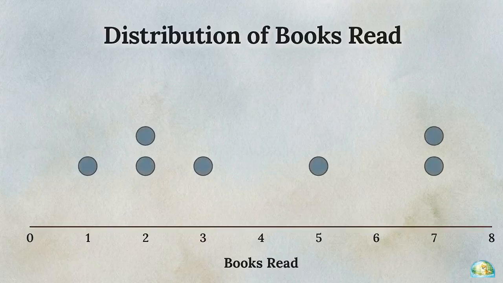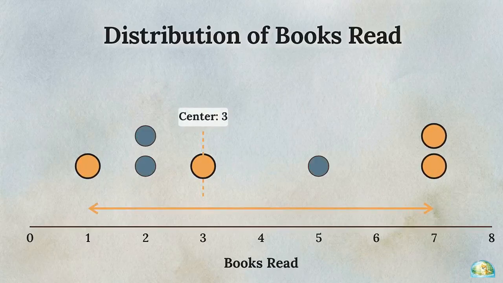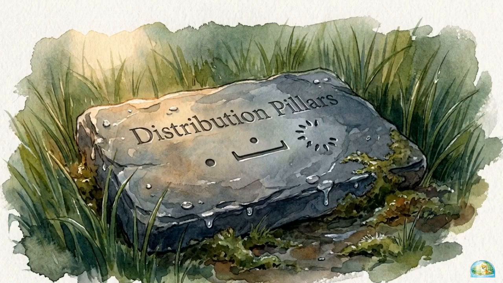We can now summarize the books read by students. It has a center of 3, a spread from 1 to 7, and a range of 6. This weathered slate lists the 3 pillars of a distribution. Every statistical question is answered by identifying the center, spread, and shape.